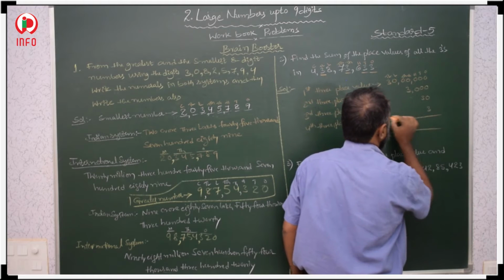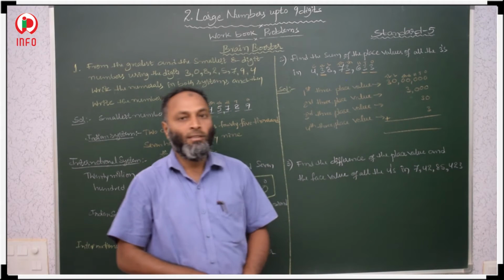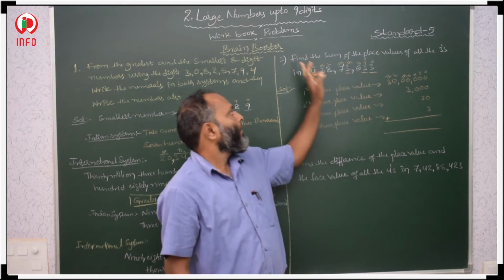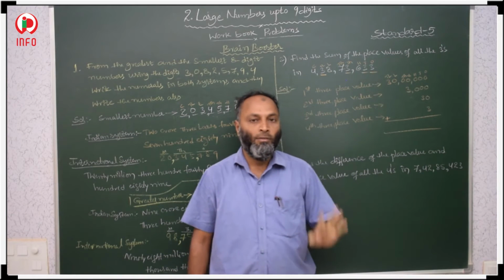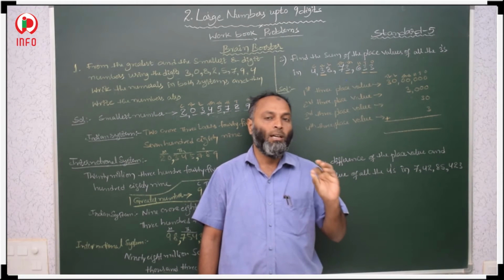Now we have to find the sum of all these threes. First listen: the question is to find the sum of the place values of all the threes. First we have to check how many threes are there in the given number.